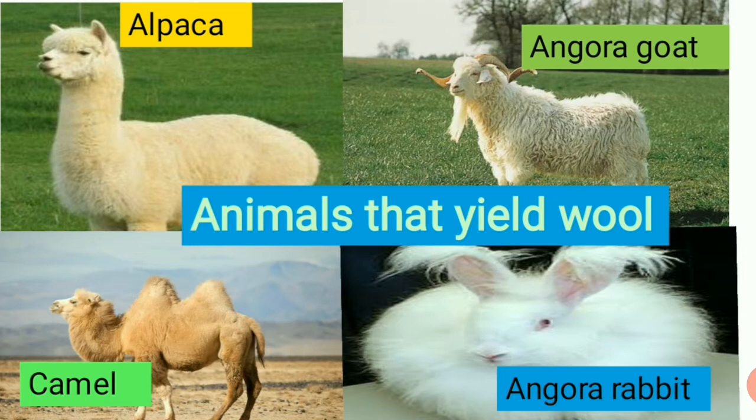Some breeds of sheep possess only the fine under hair. The process of breeding animals with soft fine hair is called selective breeding. Animals that yield wool are alpaca, Angora goat, camel, Angora rabbit.